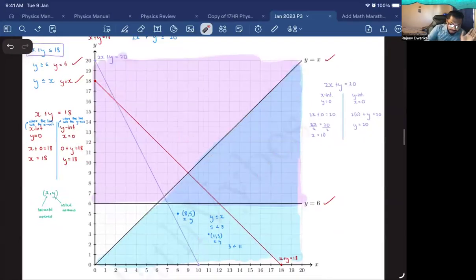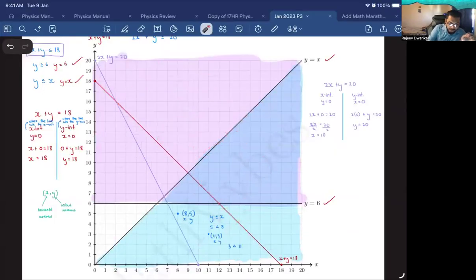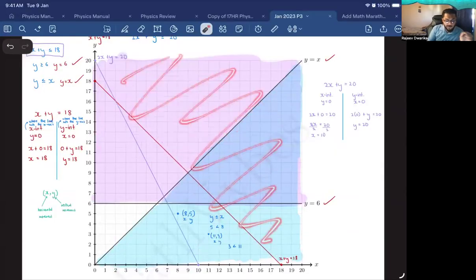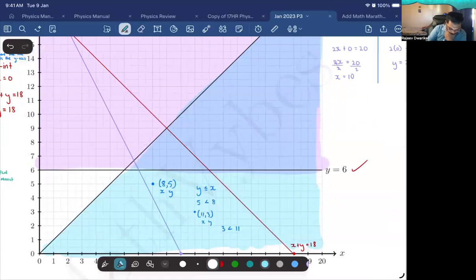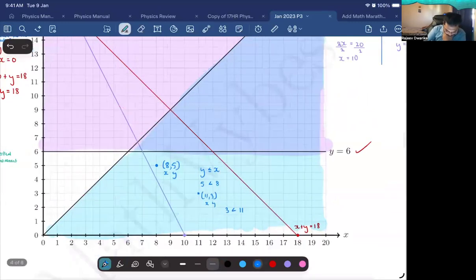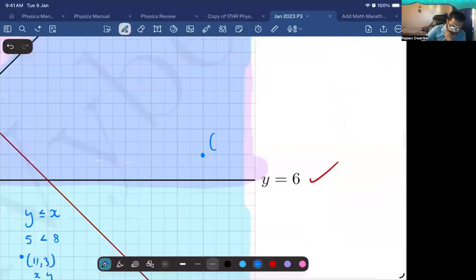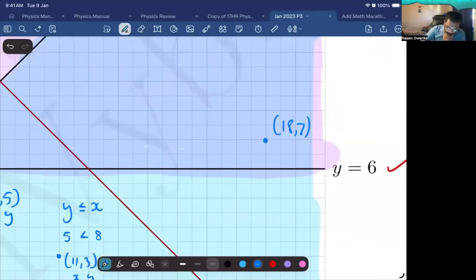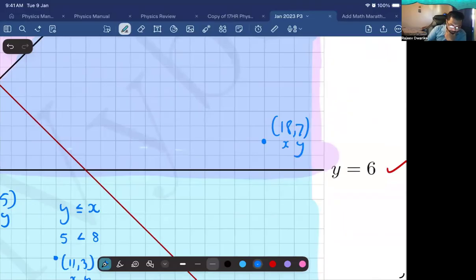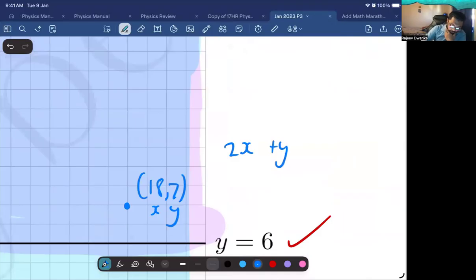To verify it, I need you to pick a point anywhere over here. 18 and 7. Sure. So if you pick 18, 7, we know that x is 18 and y is 7, and our inequality is 2x plus y must be more than or equal to 20. Stay with me so far?